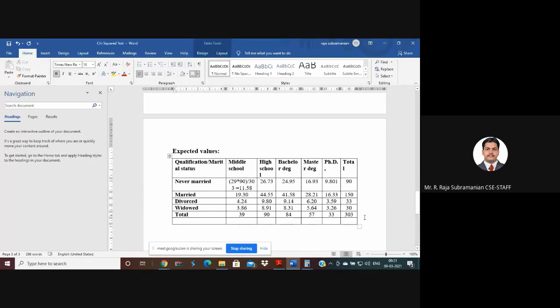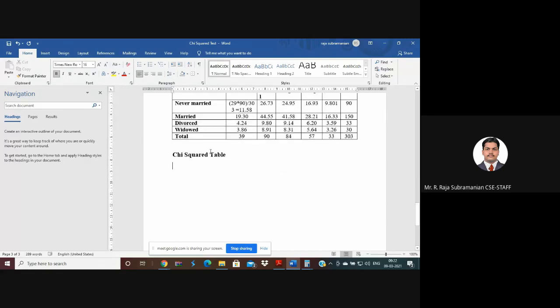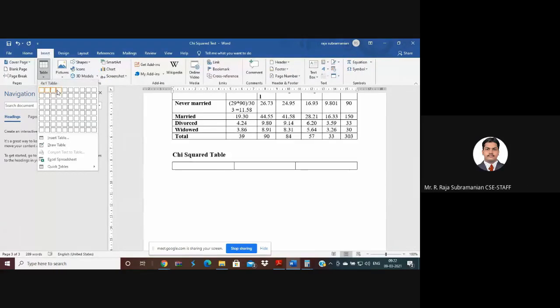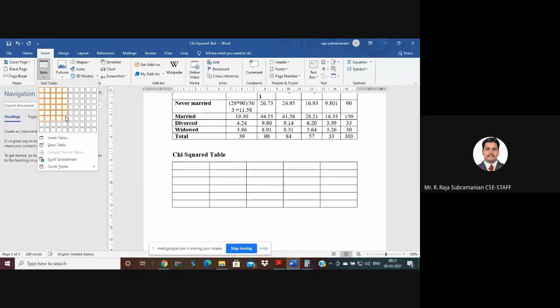Now we can go into the chi-square distribution table, right? I go to the chi-square table. What will be the columns in the chi-square table? Can anyone say? Observed. What will be next? Expected. Great. Next, observed minus expected, O minus E. Then O minus E whole square, and O minus E whole square by E. We need many columns, I think.